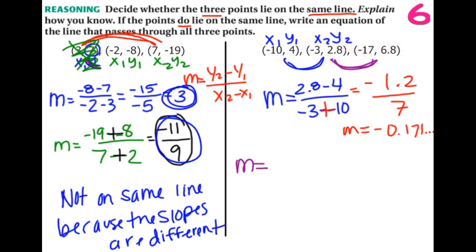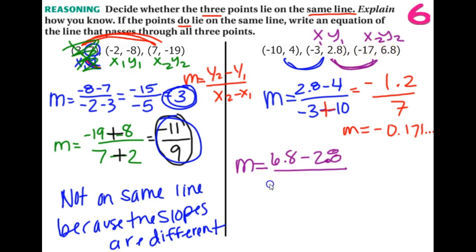I'm going to label my points, or relabel my points. x, y first point, x, y second point. We're ignoring the first point now. So y2 minus y1, we have 6.8 minus 2.8. And then negative 17 minus a negative 3. Again, those make a positive. 6.8 minus 2.8. Well, 6 minus 2 is 4. And 0.8 minus 0.8 is 0. So 4.0 or just 4.